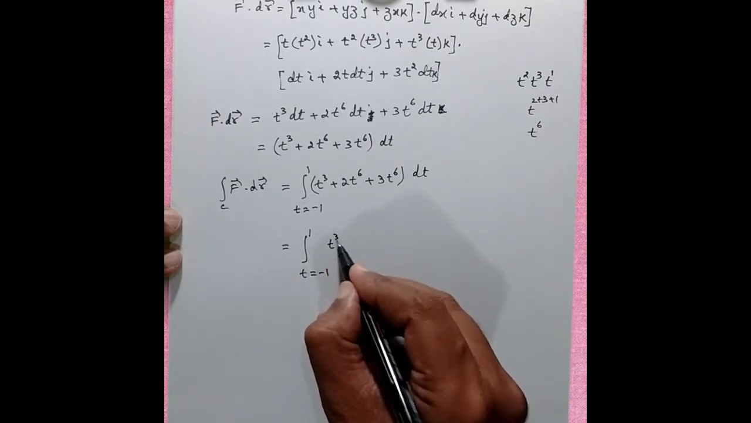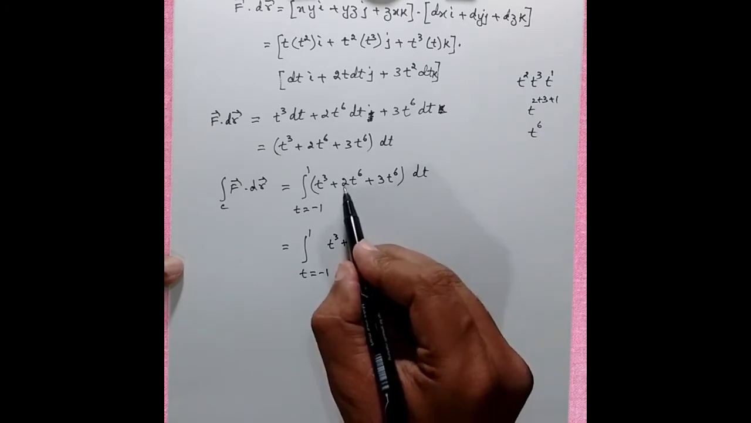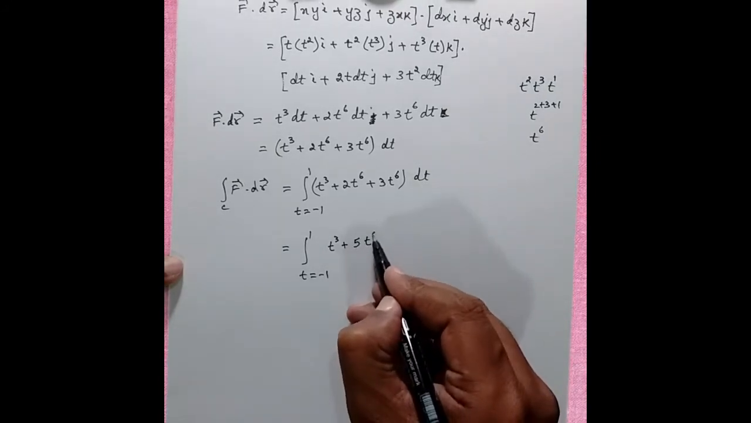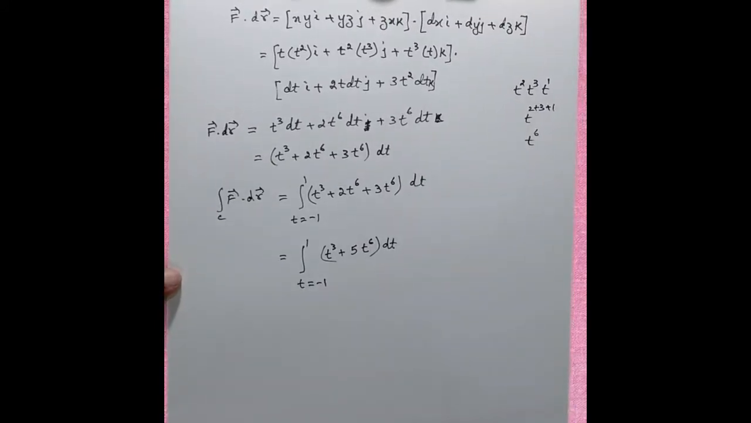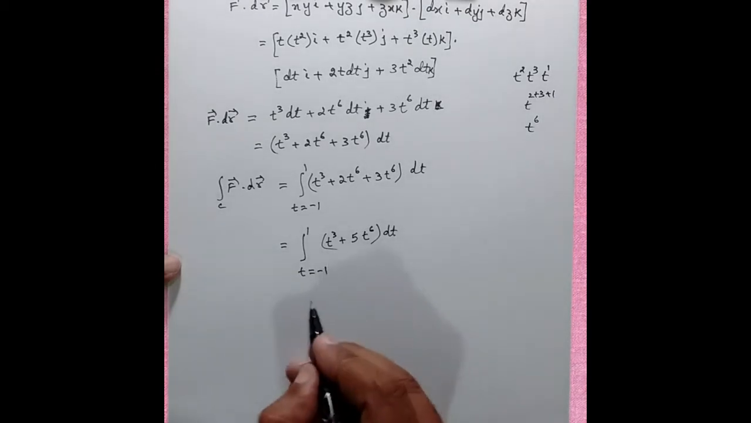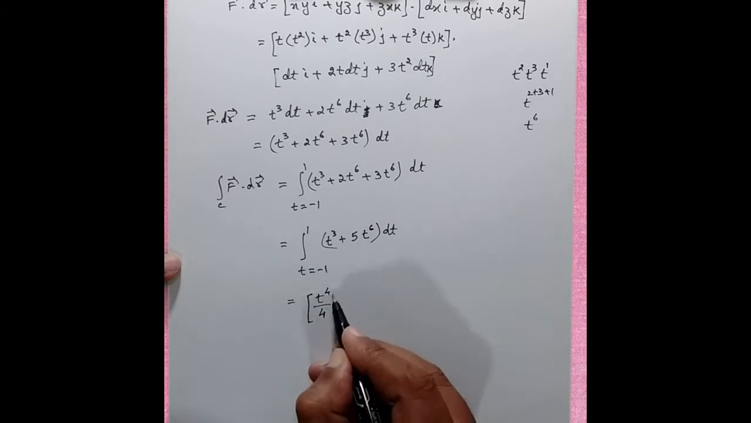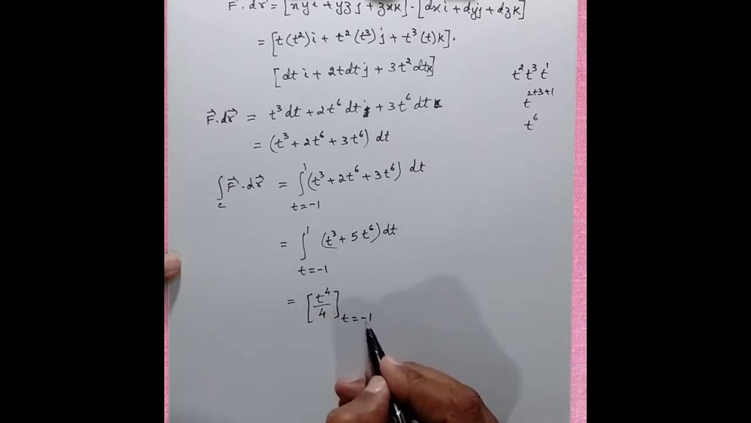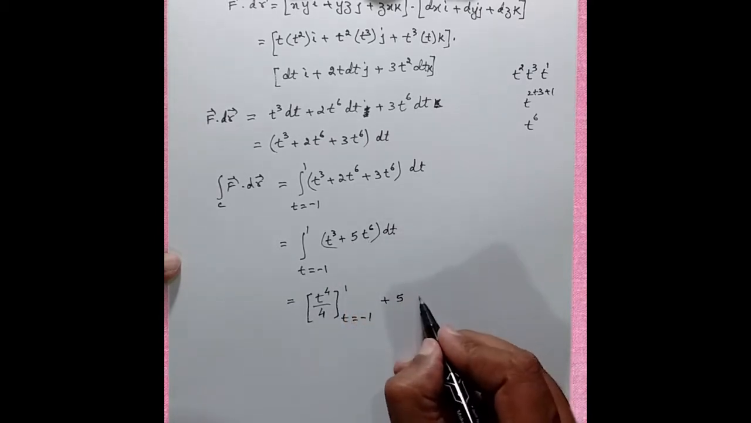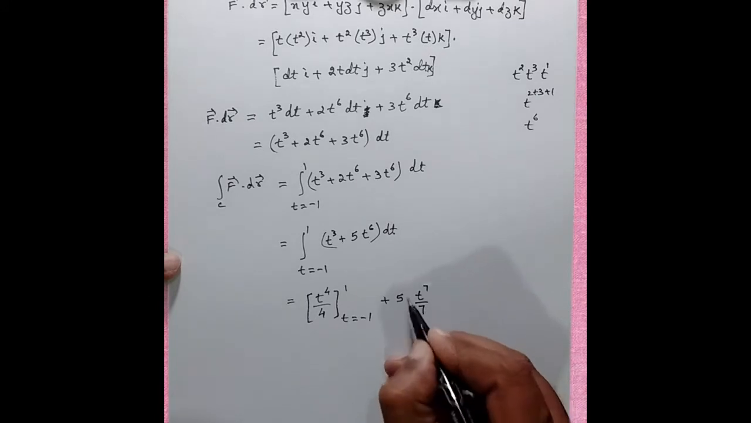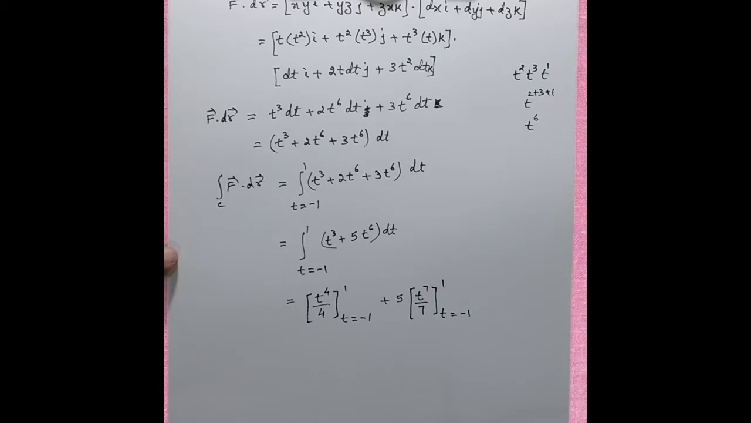Or if you want to simplify it, you can keep this t cube as it is. These values are the same, t power of 6, t power of 6. So 3 plus 2 will become 5. So 5 t power of 6 times dt. So now integrating, the integral of t cube will be t power of 4 by 4, and the limit values are t equals -1 to +1. Then the next term, 5 as it is, the integral of t power of 6 will be t power of 7 by 7. Limit values are t equals -1 to +1.